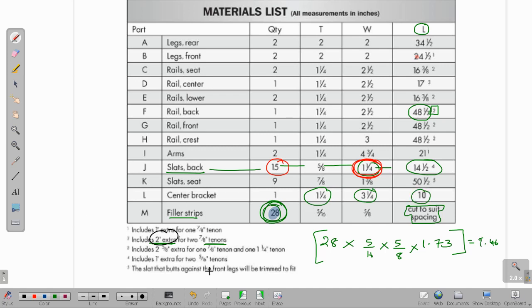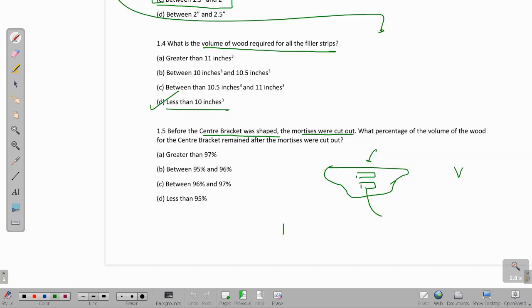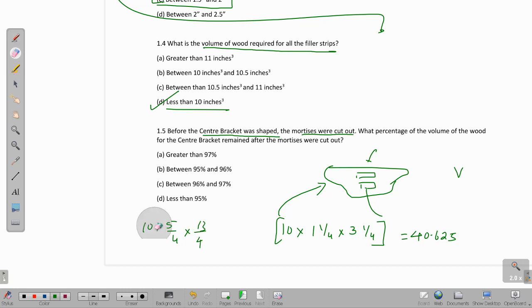So let's do that. 10 into 1 and 1 by 4, multiplied by 3 and a quarter. That is the total volume of this guy. So that turns out to be very close to 40 approximately. 10 into 1.25 multiplied by 3.25 turns out to be 40.625. That's the total volume. You can also do it as 10 into 5 by 4 multiplied by 13 by 4. So eventually very close to 40. Let's take close to 40, that is good enough for us.